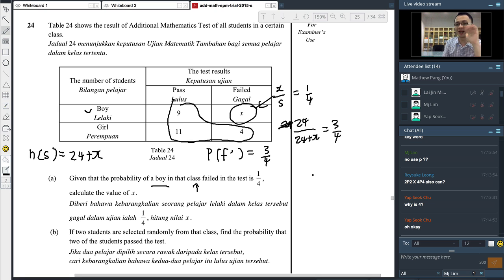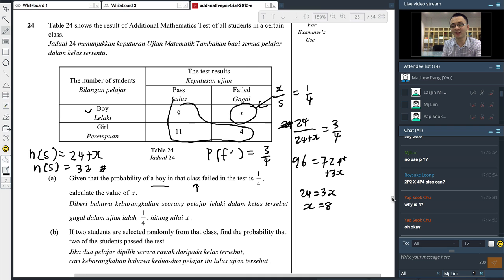Alright, if you understand this one, you just cross multiply. So you will get 96 equals 72 plus 3x. So therefore, 24 equals 3x. Therefore, x equals 8. If x equals 8, that means my sample space, the total in the class, is 32 students.